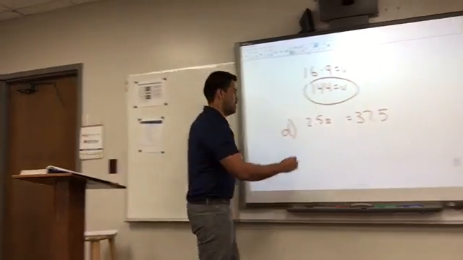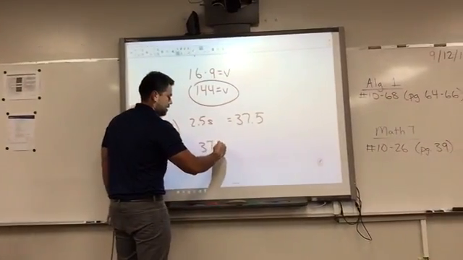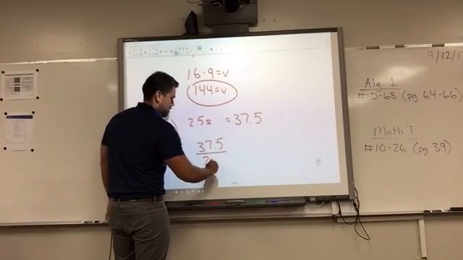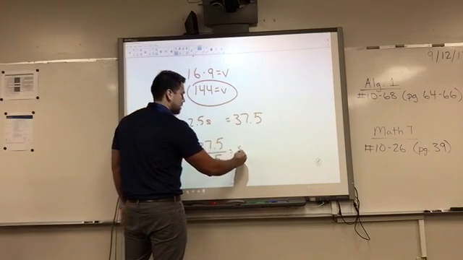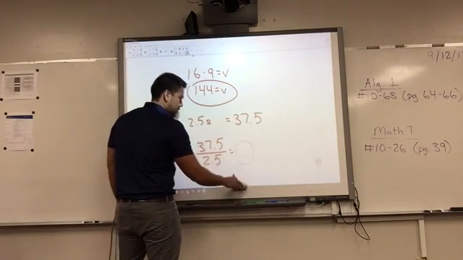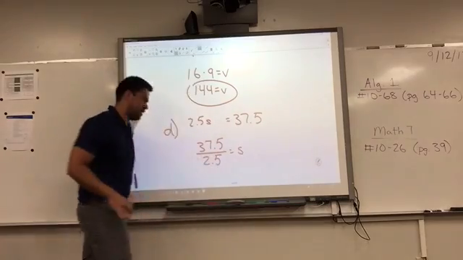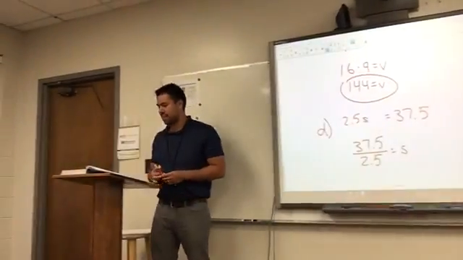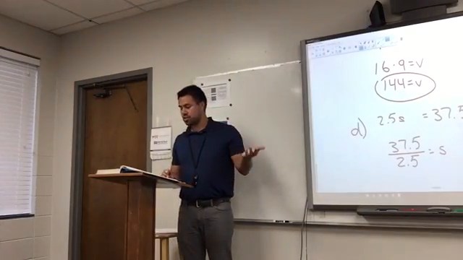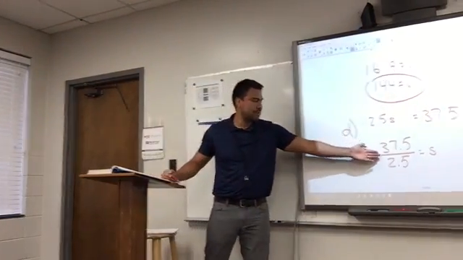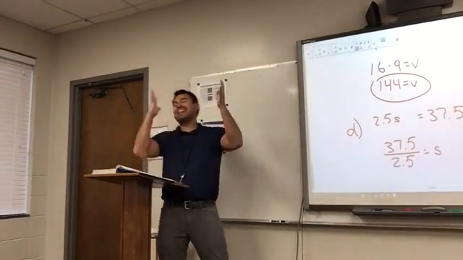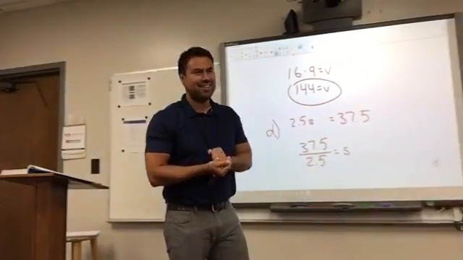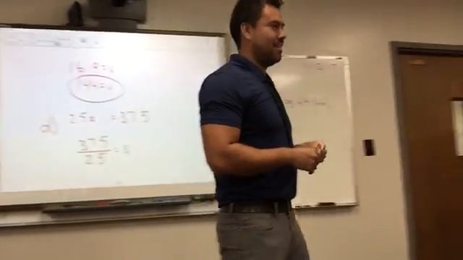John? 37.5. Yeah, and I'm going to write it like this. You could have written it with the division sign, but that equals S. Okay. Look what they say in the bold print. So it says write a related division sentence, which we did. And then what do they say under that? Use a calculator.